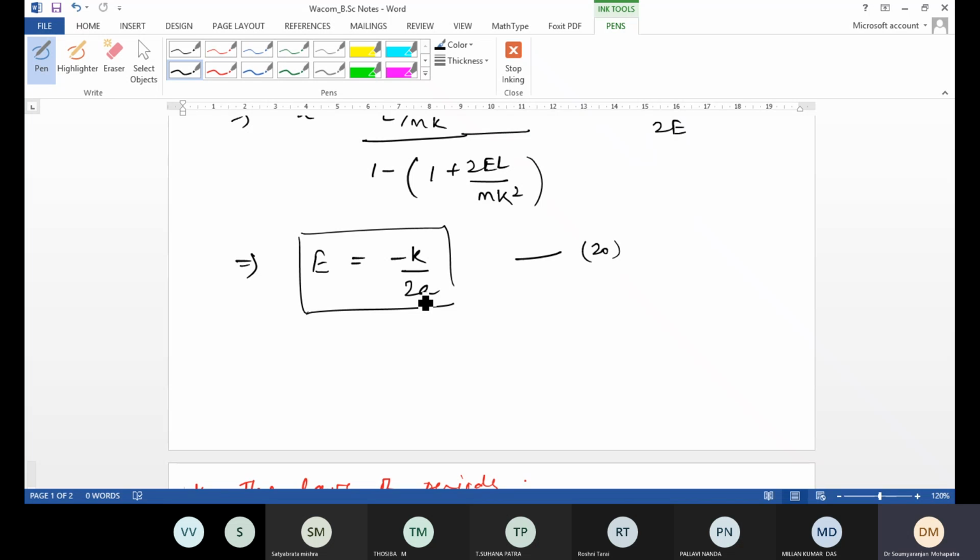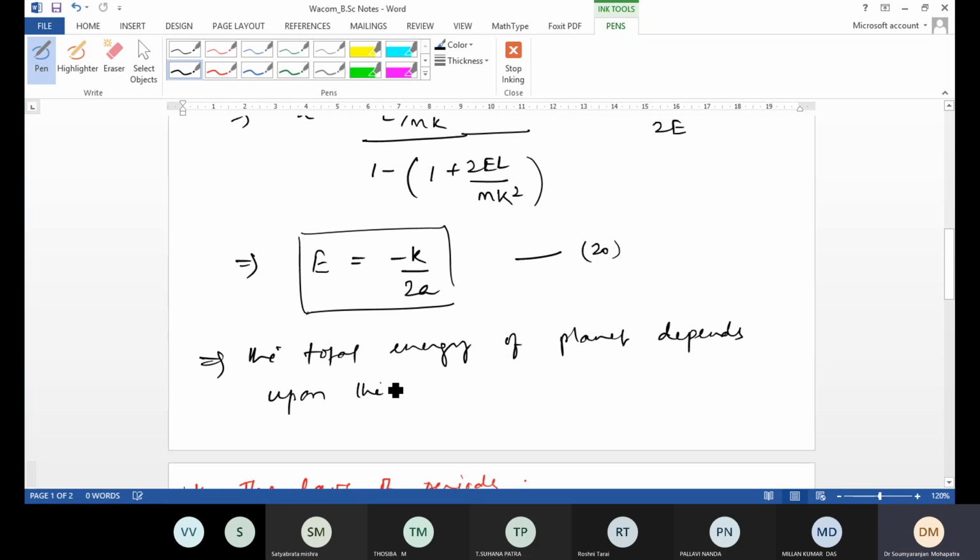Okay, whatever we are discussing is with context to the two body problem. So here I can say from this expression that the total energy of the planet depends upon the major axis. Okay, understood? Any doubt up to here?